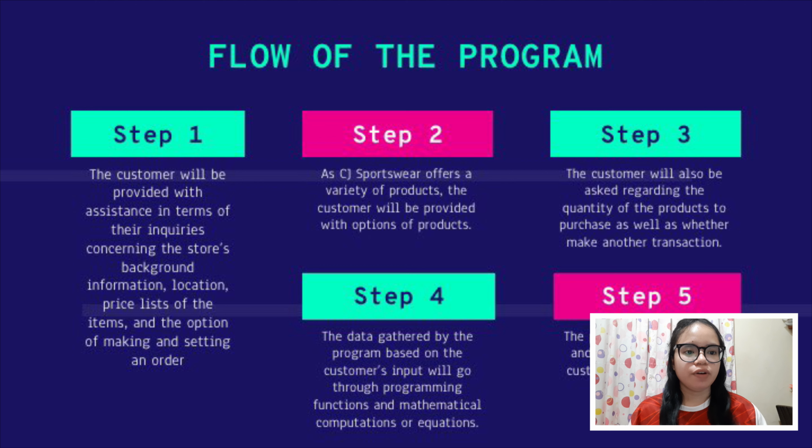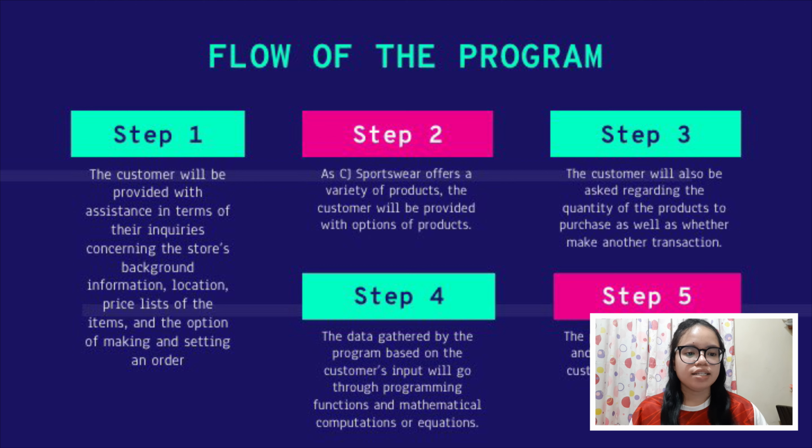Presented is the flow of our program. It consists of 5 main steps. Step 1. The customer will be provided with assistance regarding their inquiries about the store's background information, location, price list of the items, and the option of making and setting an order.